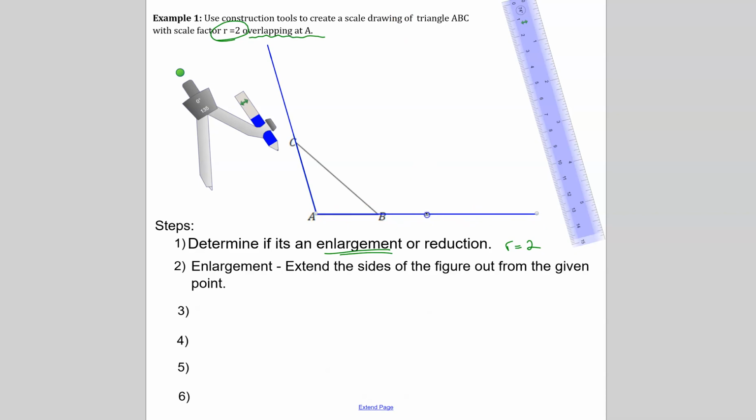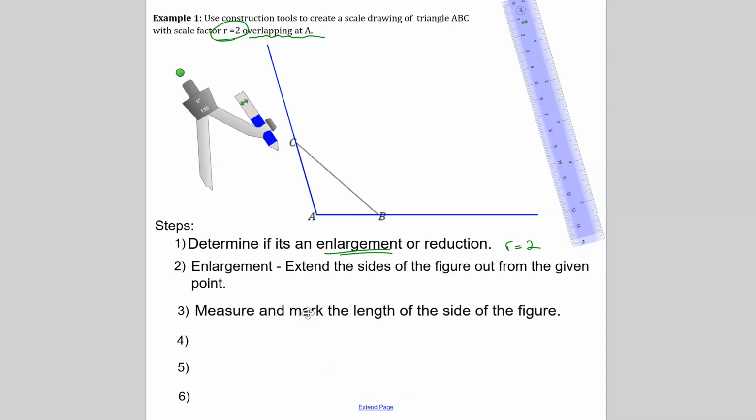Again, be as accurate as you possibly can, right? Make sure that pointer is really right on any points that you're talking about. Make sure you line up the sides with the ruler, with the straight edge, as accurately as you possibly can. Again, the more precise you are, the more accurate your picture is going to be, the less likely for mistakes and other issues to occur. All right, so now I extend my lines.